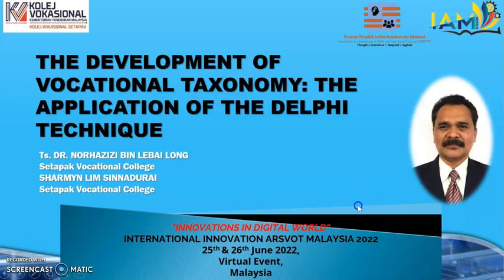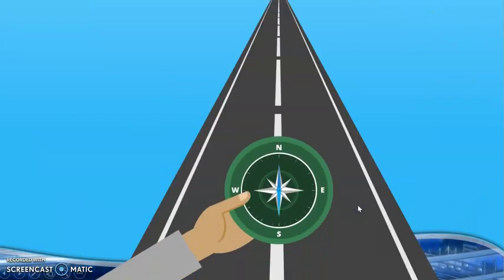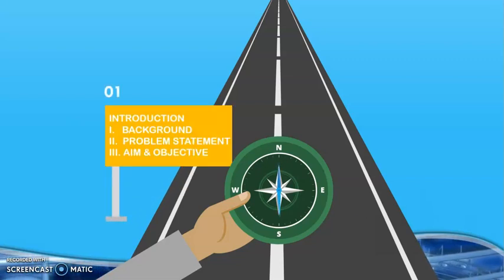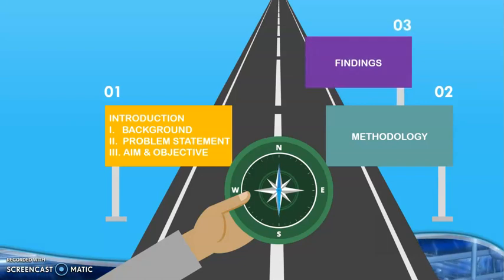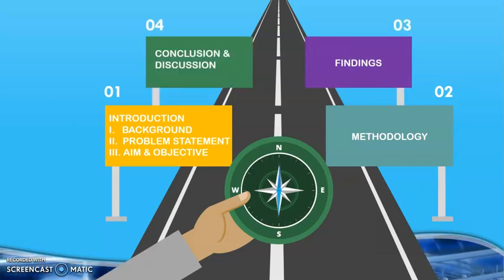Let's have a look at the presentation plan. We will first go through the introduction, which includes the research background, problem statement, aim and objective. The second is the methodology, and then we will look at the findings, before ending with the conclusion and discussion.